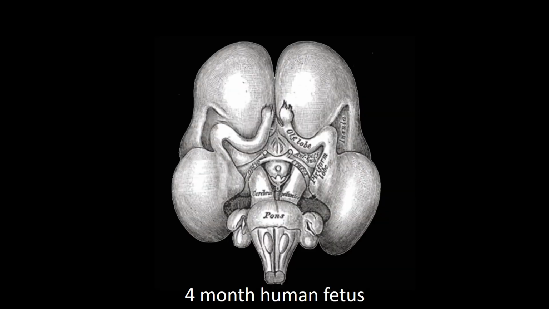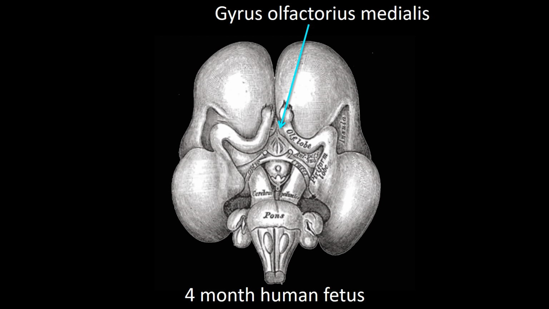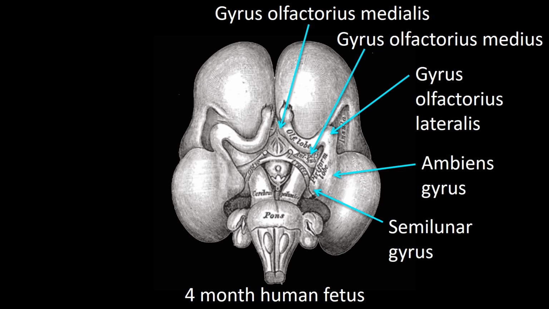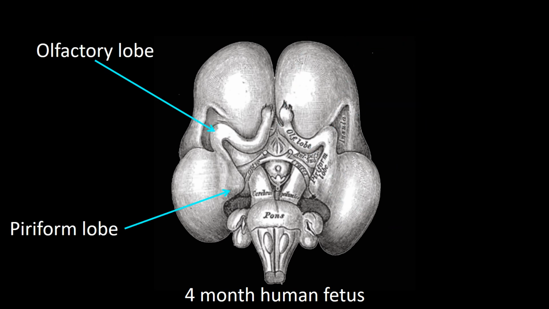I will use this drawing of a fetal brain of about 4 months gestational age, where, in addition to the structures identified in the picture, you can see also the gyrus olfactorius medialis, the gyrus olfactorius medius, the gyrus olfactorius lateralis, the ambient gyrus, and the semilunar gyrus. I would use this picture to say the last points I want to make regarding the number of lobes in the brain. These points are that you may find the terms olfactory lobe and piriform lobe in the literature.